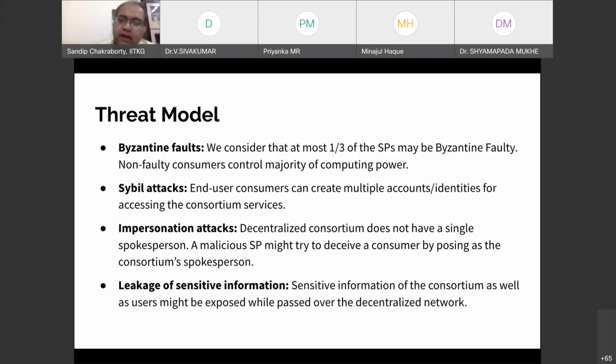For example, as we are going for a decentralized consortium that doesn't have a single spokesperson, a malicious service provider might try to deceive a consumer by posing as the consortium spokesperson. And finally, there can be leakage of sensitive information, like a hotel booking confirmation or a flight booking confirmation, that can be revealed by the consortium because it is a completely decentralized architecture.